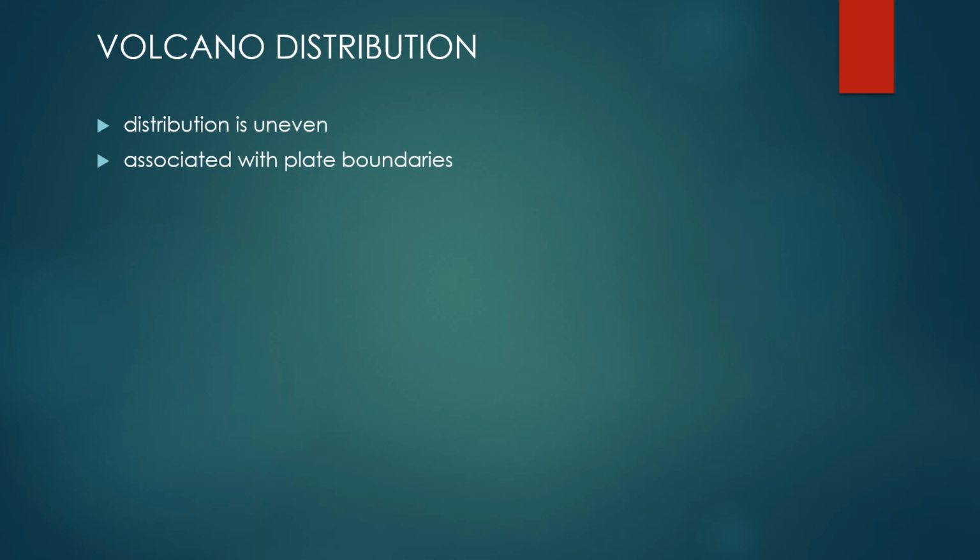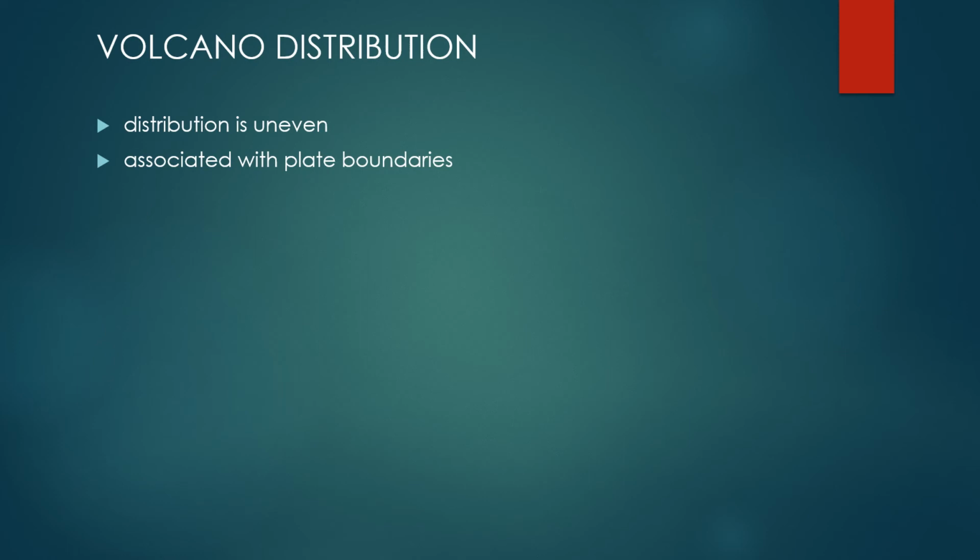Let's look at volcanic distribution. Areas of volcanism are widespread all over the world, but their distribution is uneven. It is associated with plate boundaries. However, you can find volcanoes in the middle of a continent, so it doesn't necessarily have to be along an oceanic trench, as we saw, right? It could be pretty much all over the world. Volcanic activity is primarily associated, yes, with plate boundaries.